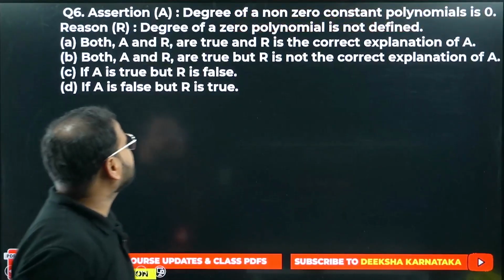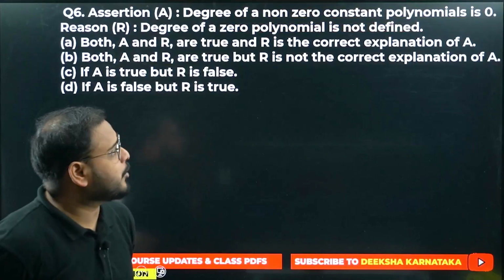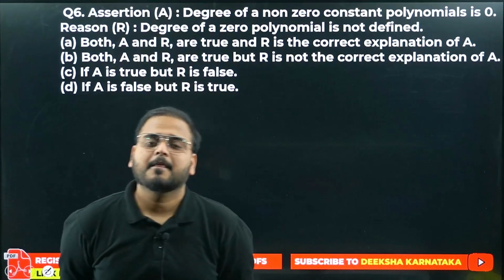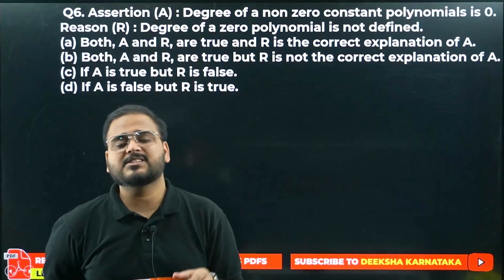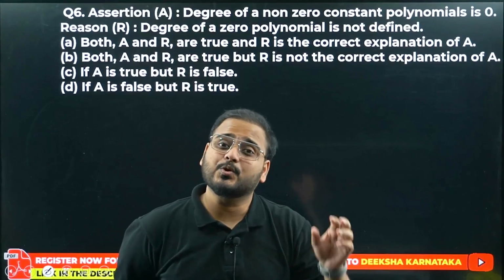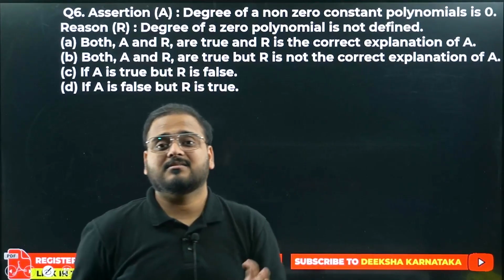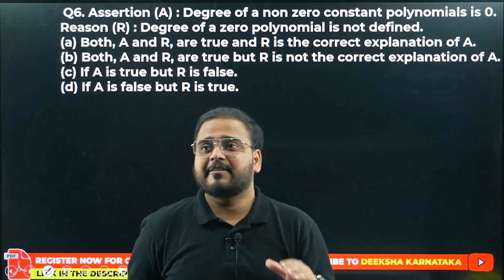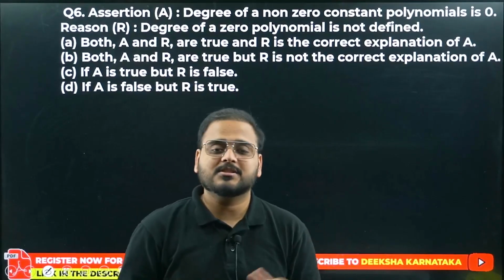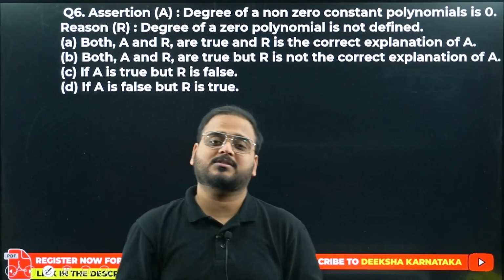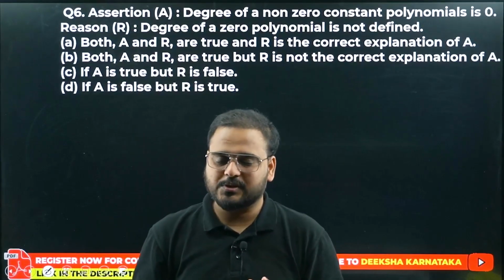Okay, second question: degree of a non-zero constant polynomial is 0. One thing, why am I doing assertion and reason? Even though it's very easy, students find it difficult to get the right answer. They feel option A is right, whether it explains or not. So I'm giving you a certain reason because I want you to be sure about your answers. Please pay attention to these questions.